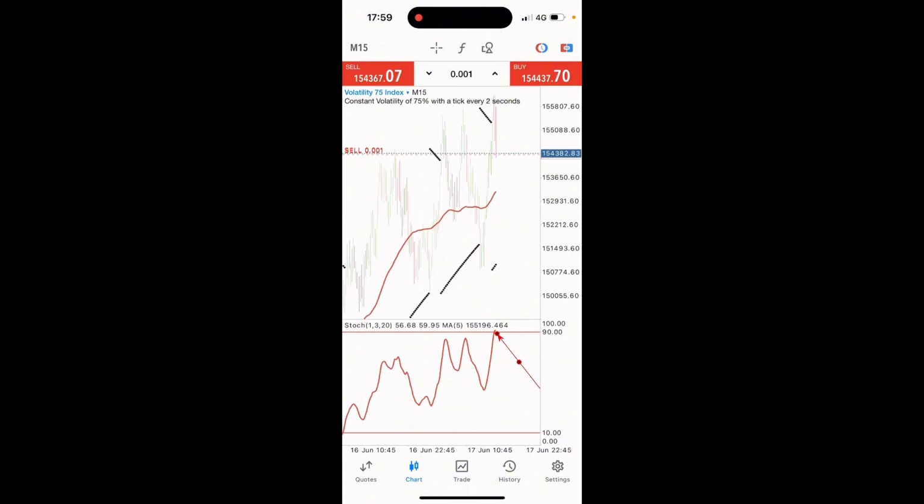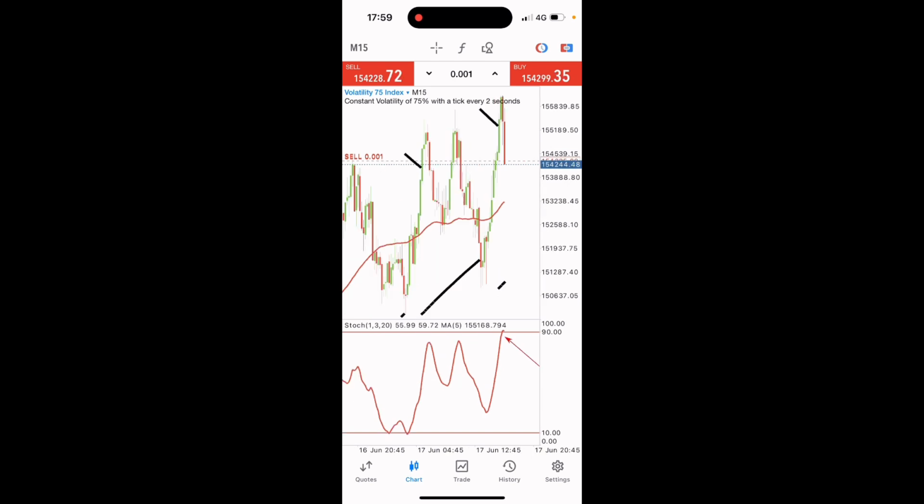So we are using M15 to determine the entries. Every time you see this red arrow cross above, you take your sell. So this is actually someone's strategy. They say if you do that, you're going to be in profit, so I just want to test it.